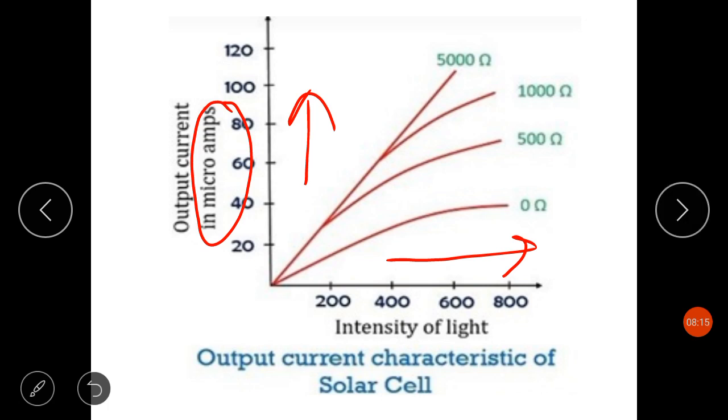Now as you can see, this whole discussion was about the single unit of a cell. The output voltage and current obtained from a single unit of a cell is very less. Different combinations of cells are used for increasing the output efficiency. There are three possible ways of combining the photovoltaic cells. I'll be discussing these combinations in my next lecture.